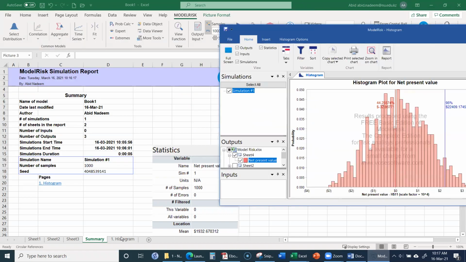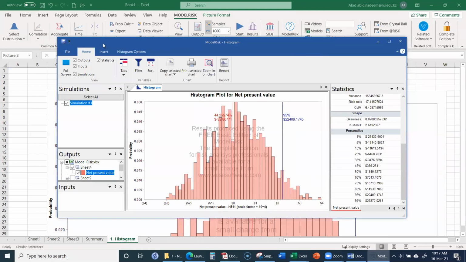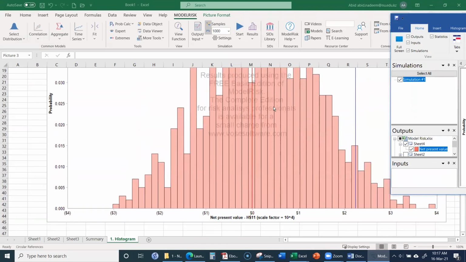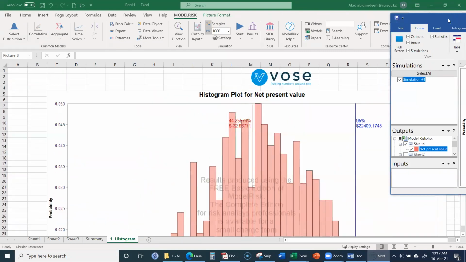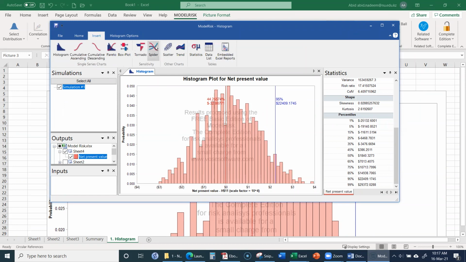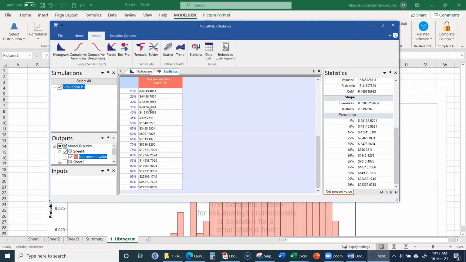And then when you save this report, the next one will be the spreadsheet view over here. This will also be saved in your spreadsheet. Okay, so that was something about the model risk. You can also see the data as well: insert, and then statistics. So you can also see the statistics from here.